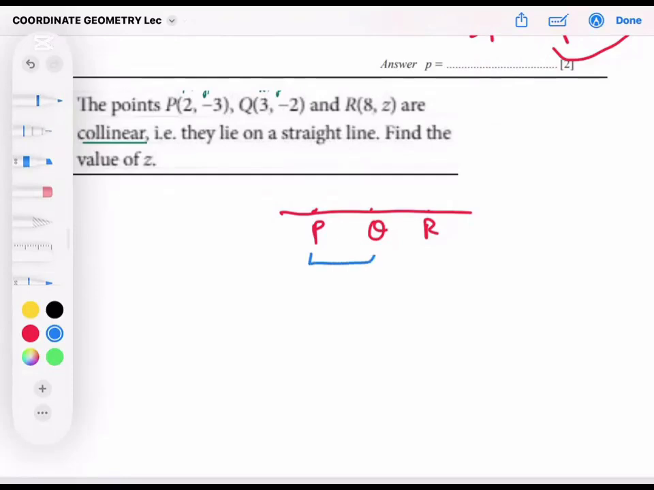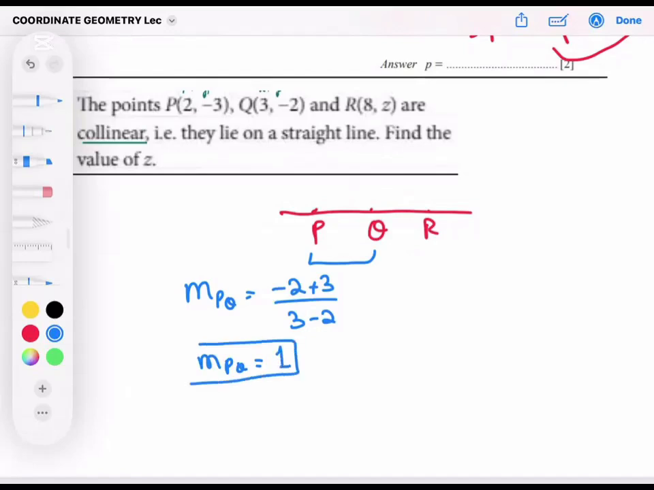Now let's see how we can solve this question. First, I will find the slope of PQ. So I will write slope PQ. So we have the points, so minus 2 minus, y2 minus y1, so this will be positive. y2 minus y1 upon x2 minus x1. So the slope of PQ, I will get 1. Now I will find the slope of QR.